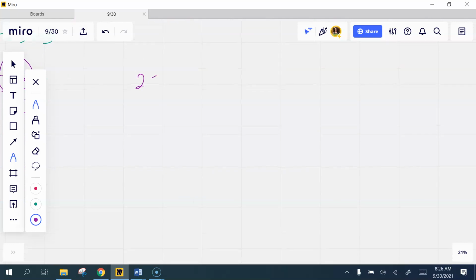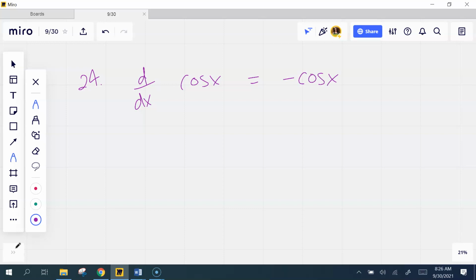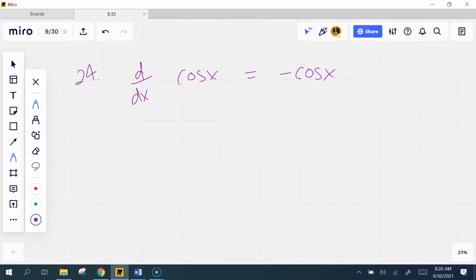Okay, 24. Use the definition. I wasn't going to make you derive any of the basic ones. We want to prove. They said they didn't need it. Do you need me to do it? We don't need it. We can do it after this. Do 25.